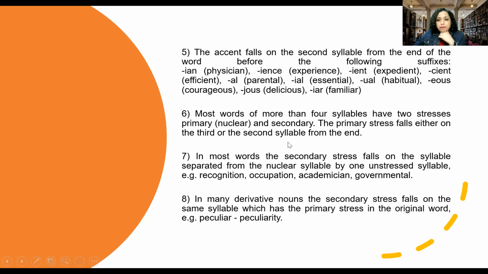Most words of more than 4 syllables have 2 stresses, primary, the nuclear, and secondary. The primary stress falls either on the third or the second syllable from the end. In most words, the secondary stress falls on the syllable separated from the nuclear syllable by 1 unstressed syllable. Example, recognition, occupation, academician, governmental. In many derivative nouns, the secondary stress falls on the same syllable which has the primary stress in the original word, like peculiar or peculiarity.